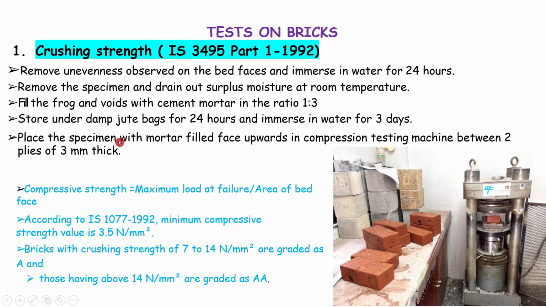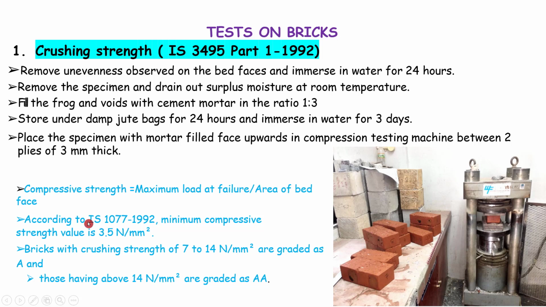Then store under damp jute for 24 hours and immerse in water for 3 days. These are the preparatory steps for brick testing. Place the specimen with mortar-filled face upwards in the compression testing machine between two plies of 3 mm thick plywood. I told you why you are placing the wooden piece here. So this is the way of testing. And the compressive strength is the maximum load at failure divided by the area of the bed face.